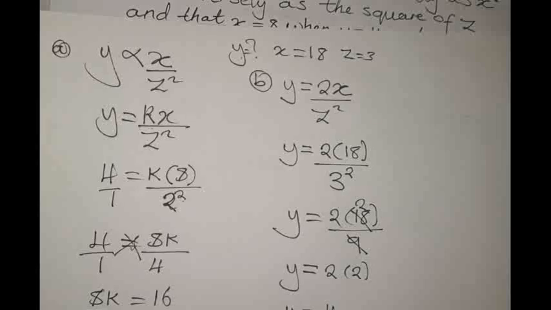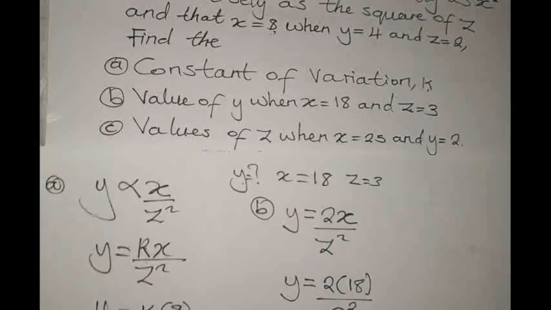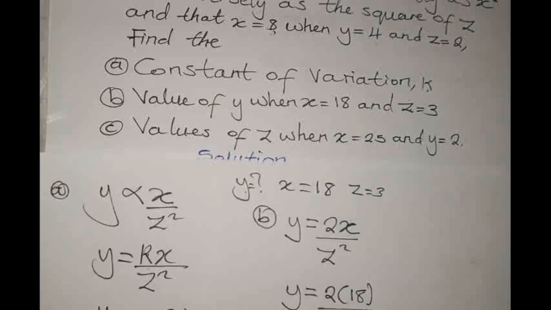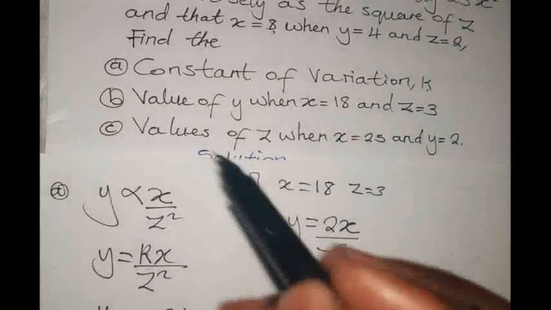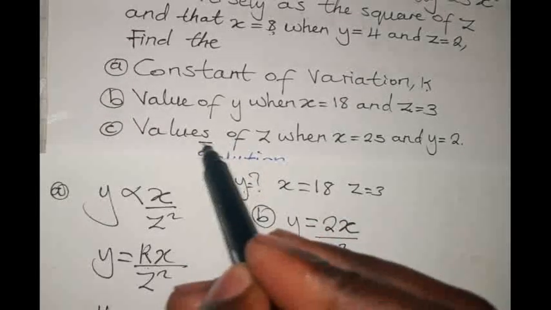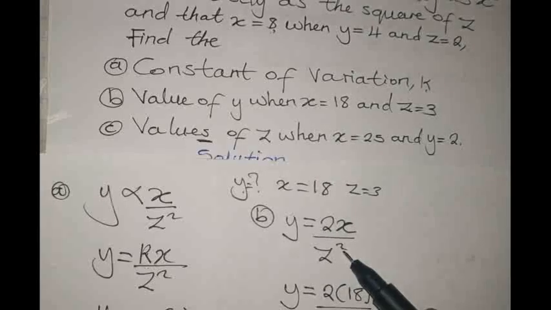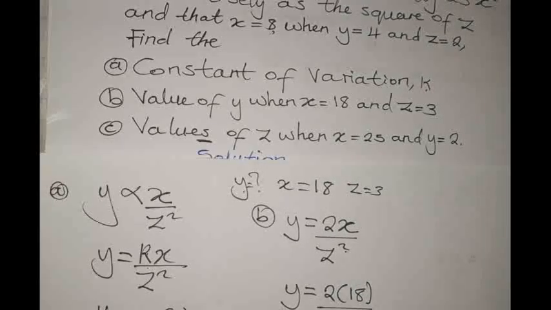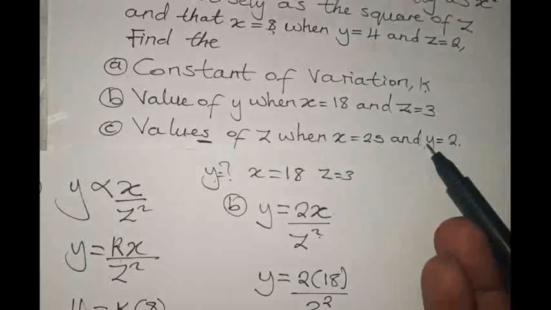Having found our value of y, we go to the last question. The last question says find the values of z. Look at this, there is an emphasis here: it's values of z, meaning there are two possible values of z because of the square. So find the values of z when x is 25 and y is 2.